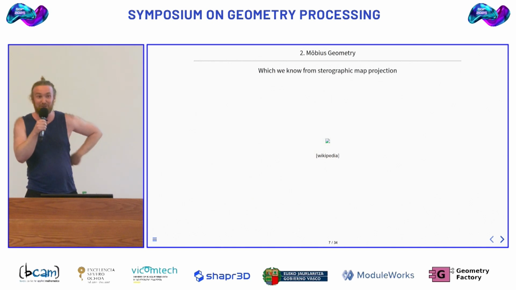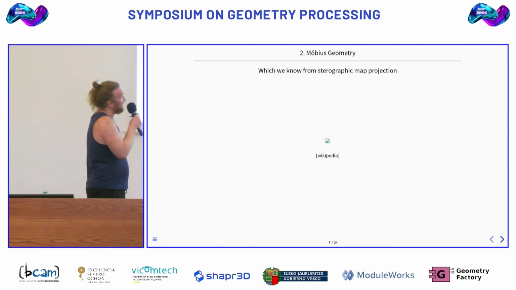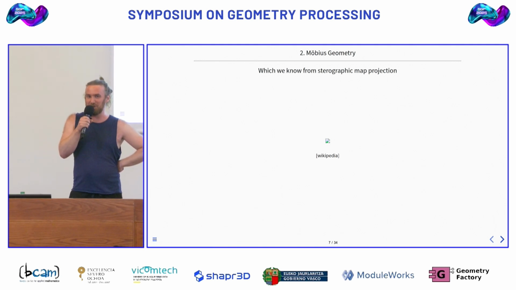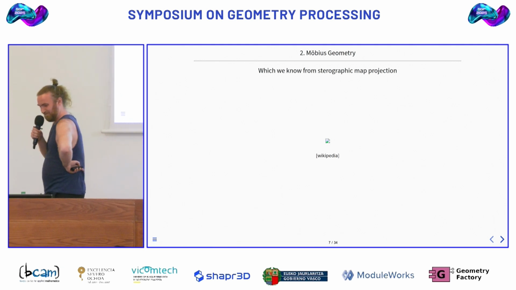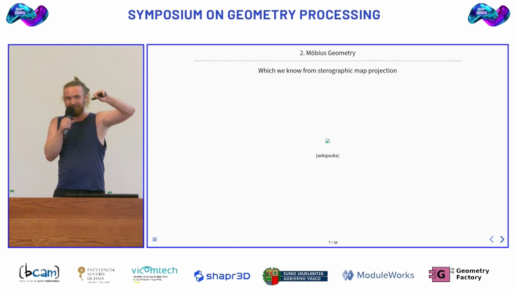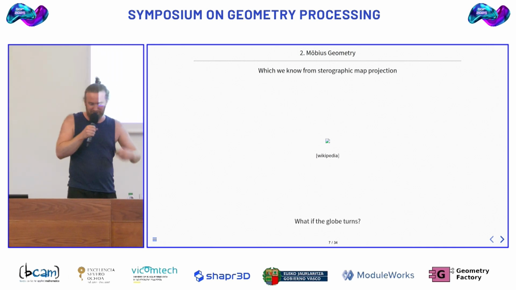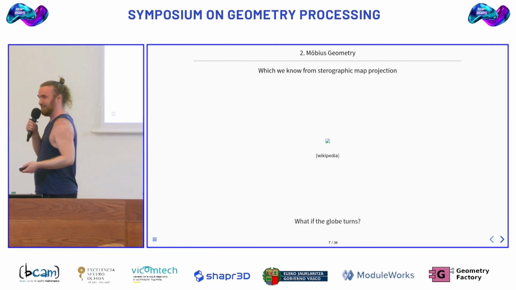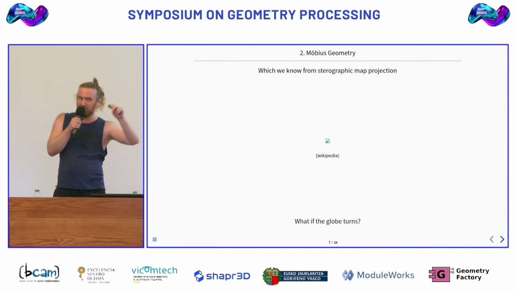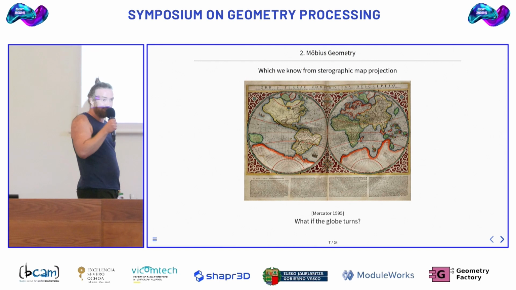Okay, you need to use some imagination now. Here's a picture of the planet Earth from the South Pole. You can roughly imagine how it looks. It's somehow Europe and America very small in the center. And then I wanted to ask this question: what if the globe turns? What if I rotate my globe and still project from the same point, or you could change the point that you project from? That it looks like this.